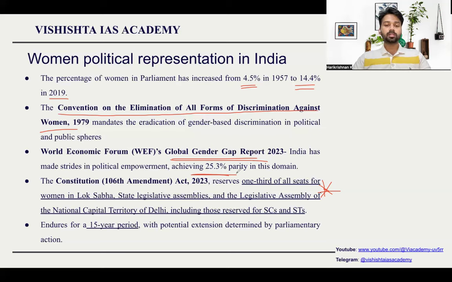The most important point for this year's examination, let it be prelims or mains, is the 106th Amendment Act 2023. It has reserved one-third of all seats, that is 33.3 percent of the seats, for women in Lok Sabha, State Legislative Assemblies, and the Legislative Assembly of the National Capital Territory of Delhi, including those reserved for SC and ST. Apart from SC/ST reservation, women's reservation will also be there. It will go on for a 15-year period, and it will be based on the further amendments that will be made to the constitution. It can get extended also.